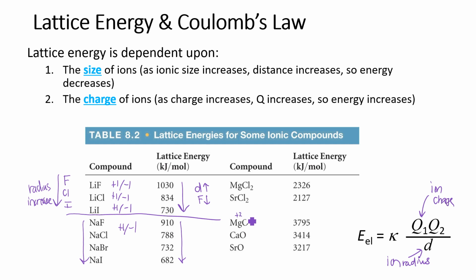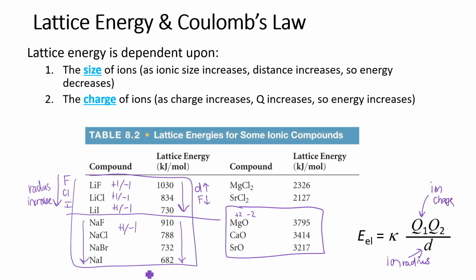Magnesium is a +2 ion, oxygen is a -2 ion. Notice how if you compare any of these ones with any of these ones over here, on the left, these are all +1, -1 ions, and these ones are all +2, -2 ion combinations. Notice how these have much larger lattice energies. So that's evidence that as the charge increases, the lattice energy, so that attraction between those ions, is also going to increase. We see they're significantly bigger, right?